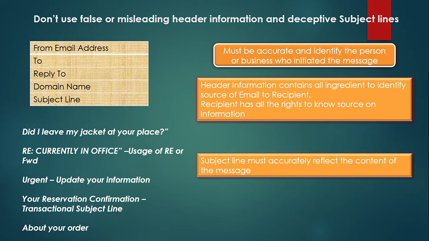So you'll think that it's a follow-up of your recent buy, but unfortunately it will come up something else. About your order, you'll think that the information which is coming about my order is again an example of a transactional subject line, but unfortunately when you open it, you will find something else. These are a few examples that normal spammers will use to mislead you. So use of these sorts of header information in subject lines is absolutely no from the CAN-SPAM Act perspective.